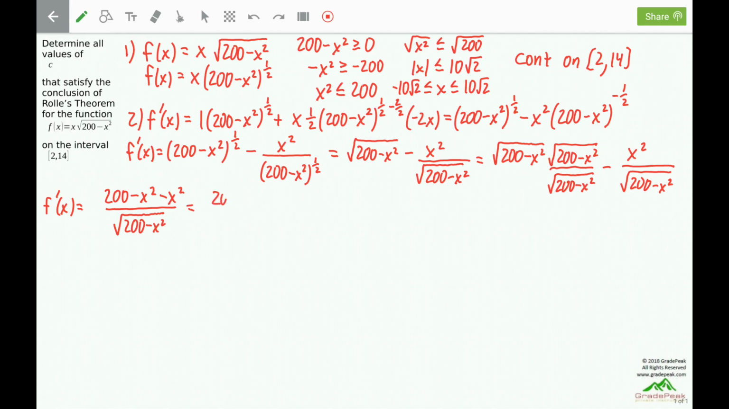In the numerator, we can combine the minus x squared with the other minus x squared to give minus 2x squared, all over that common denominator. Our derivative needs to be continuous. It's called differentiable on the open interval.